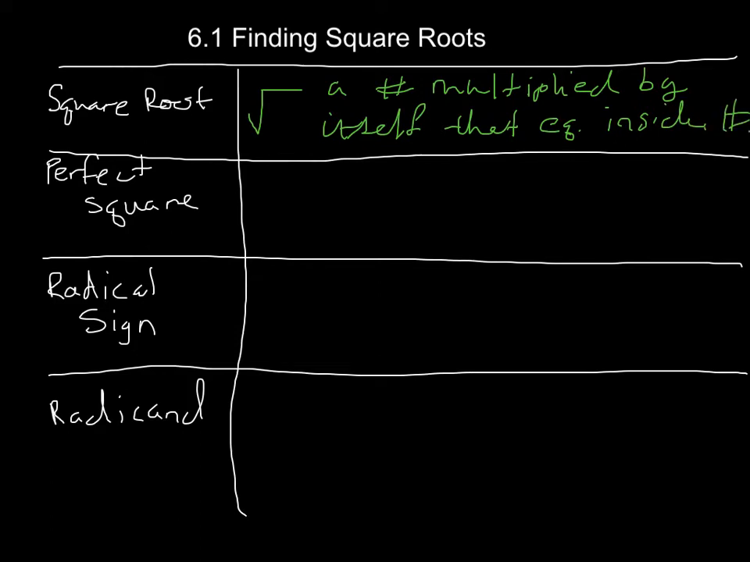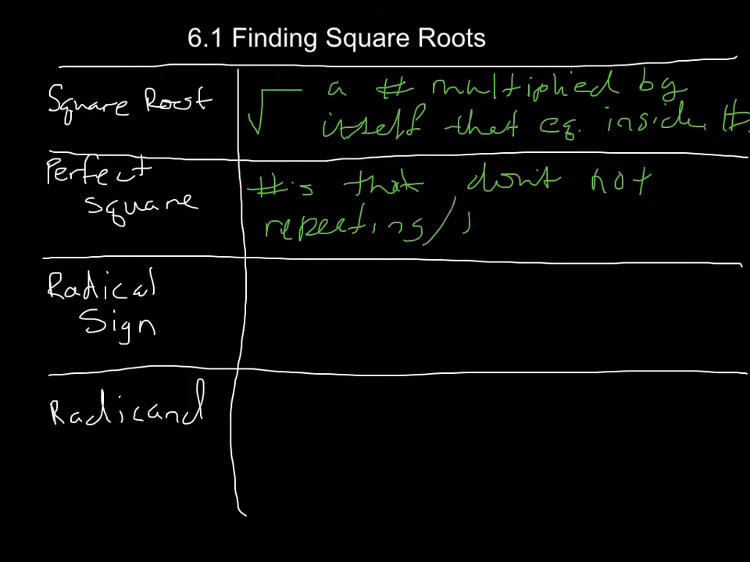Perfect squares are numbers that don't have non-repeating or terminating decimals. Non-repeating or terminating decimals.